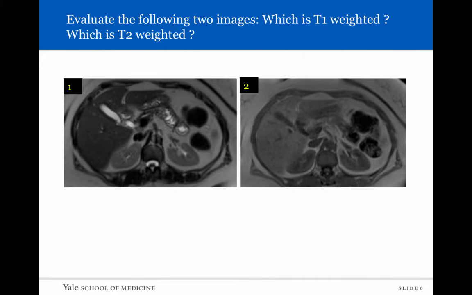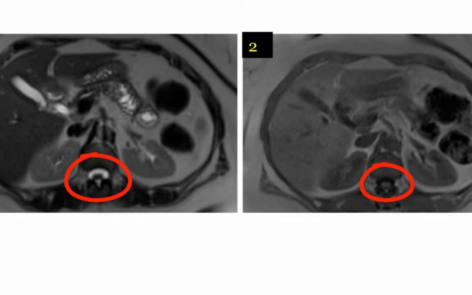So let's use these principles to go through a few imaging sequences. If we evaluate the following two images, image 1 and image 2, which one do you think is T1 weighted and which one do you think is T2 weighted? Well, for this, we need to look at structures that we know contain simple fluid. A good way to go about doing this very quickly is to look at the cerebrospinal fluid that bathes the spinal cord. That's going to be simple fluid.